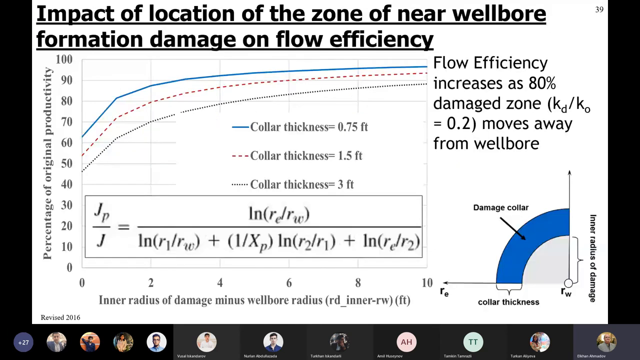Overflushing, we talked about this when we talked about the damage collar. When we remove the damage from the wellbore to some distance, the longer the distance, the less the effect on productivity. Of course, depending on the collar thickness, the thicker the collar, the more effect on the productivity. And this is the formula to calculate the productivity based on these parameters.